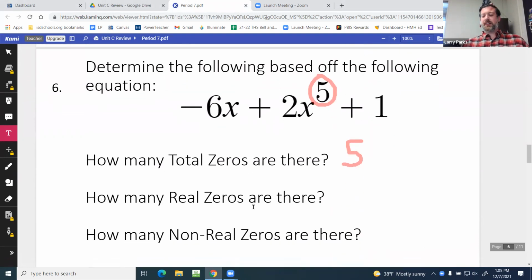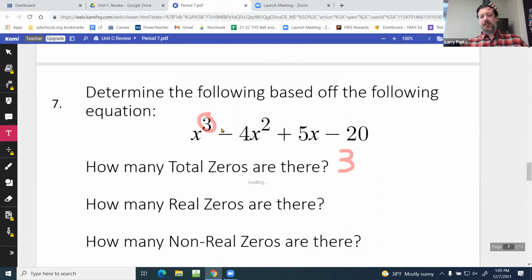So in case you're just watching this video, how do you know how many total zeros there are? You just write down the highest exponent. So the highest exponent is 5. So by the fundamental theorem of algebra, there should be 5 total solutions. They could be real or they could be non-real. And then these two should add up to 5.